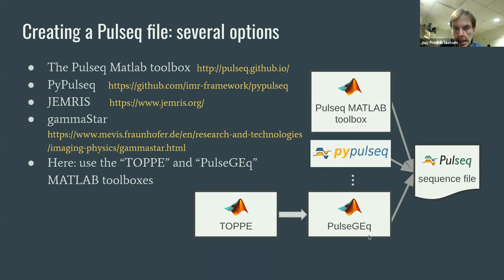the same thing, basically. So this can be viewed as just another toolbox or a set of toolboxes for generating Pulseq files. And the advantage of this is that once you have the Topi files, you can actually already execute that on the GE scanner before you even convert it to a Pulseq file. So that's kind of how these fit together.